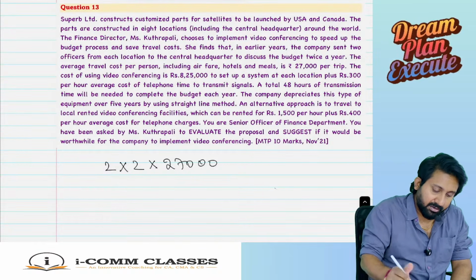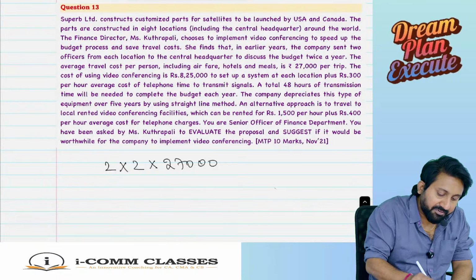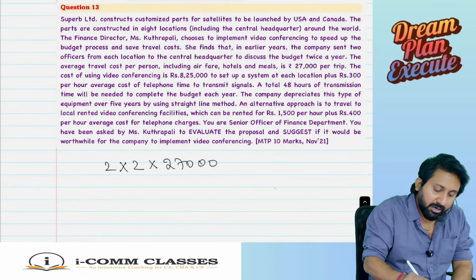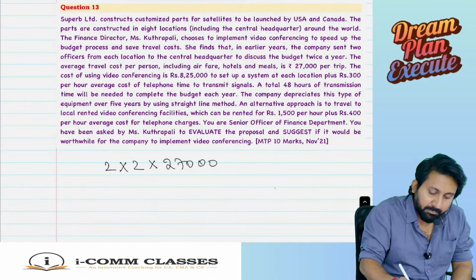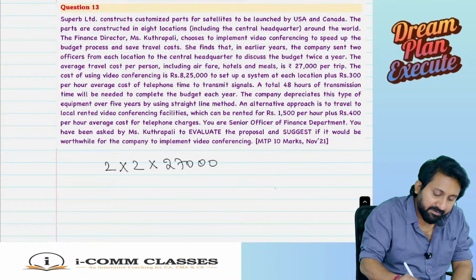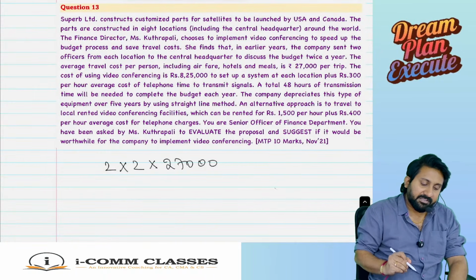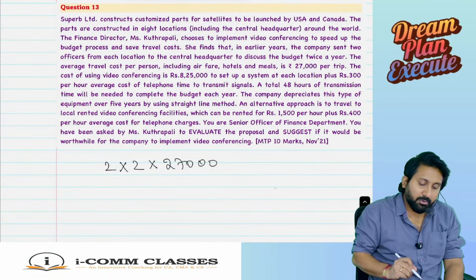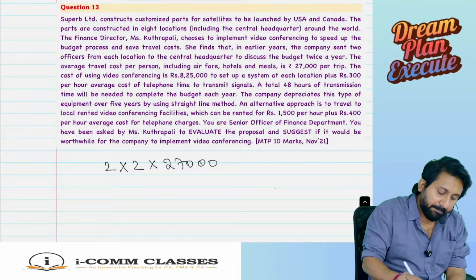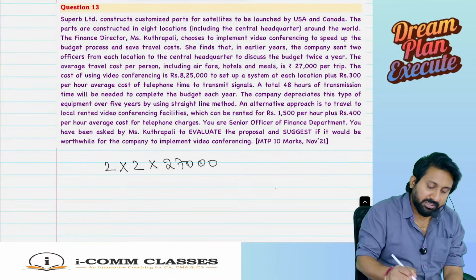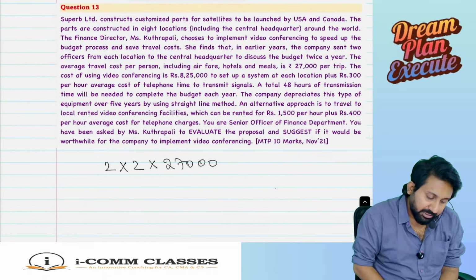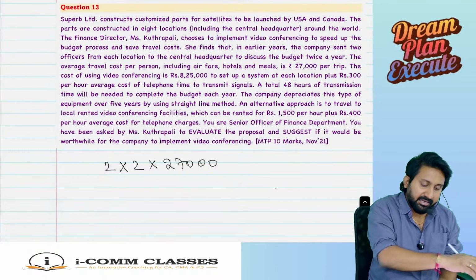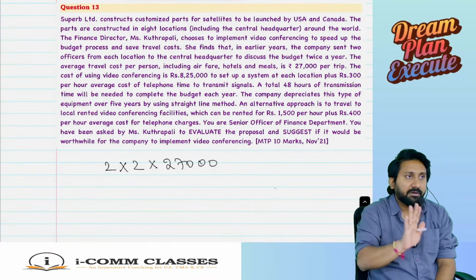Next. The cost of video conferencing is 8,25,000 to set up a system at each location, plus 300 rupees per hour average cost. Total 48 hours of transmission time will be needed to complete the budget every year. The company depreciates the machine using the straight line method. Alternatively, they can take it on hire. Like that, they have given some data to us. Up to here, everyone understood clearly?